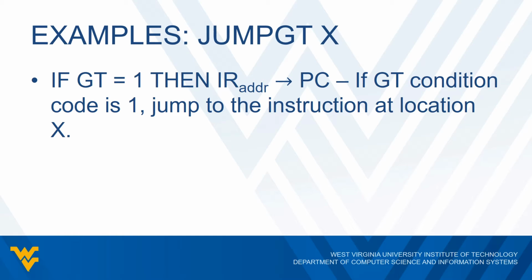So this is basically how it's done. If the GT condition code equals 1, then we'll jump to the instruction at location X, which is, once again, we will load the address field to the program counter. That means the next time we fetch something from there, we will get the address of the place we need to jump to. And if this is not the case, we're not going to do anything with the program counter, so we would just continue to the next instruction.